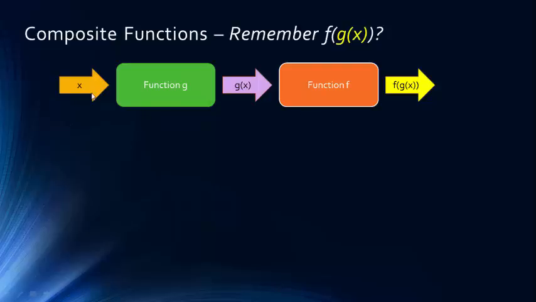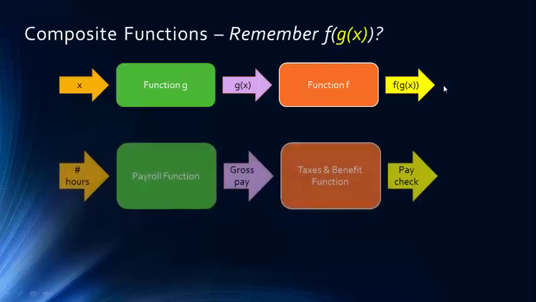So your first input is x. It goes into this function g. What comes out, remember, is the y value, or g of x. And this value then goes into function f. So your y value here isn't f of x. It's f of the input, which is actually the output from g of x. So it's f of g of x. Okay? Now that sounds a little confusing, so let's look at a very simple example.